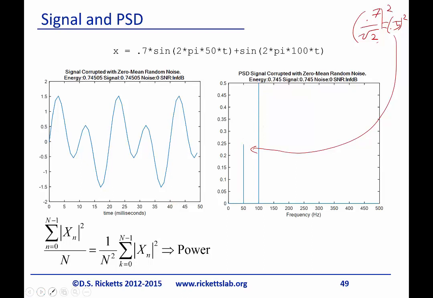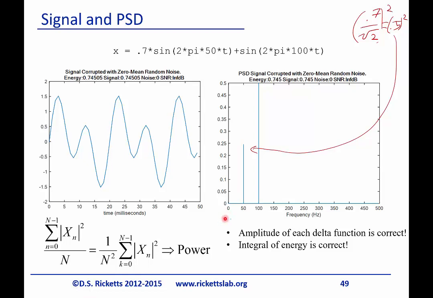And so with this, we end up with the amplitude for each delta function being correct. And if you also look up here at the energy, you'll notice that the energy matches. So now we have both the amplitudes correct and the integral of the energy is correct. And so we've solved our problem of scaling the FFT to give us exactly the power spectral density that we would expect, with the amplitudes being the same and the integrals being the same.